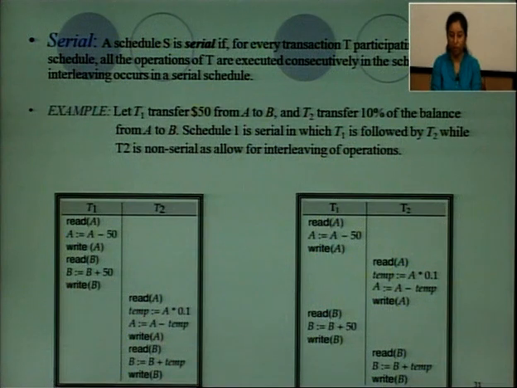In the second table, T2 reads A, then stores the value temporarily as 0.1 times A, then A is decremented by the temporary value and written, then reads B, then B is incremented with the temp. But this is non-serial, and you can see the second table is the best example of a serial schedule. First, decrement A in the transaction, then move to transaction T2 with the temporary value, then read B with the plus 50 value, then on the other side T2 reads with the incremented temporary value. So this is known as a serial schedule.